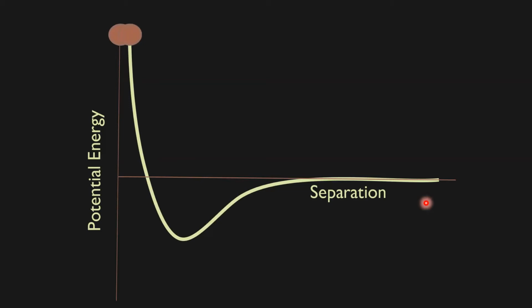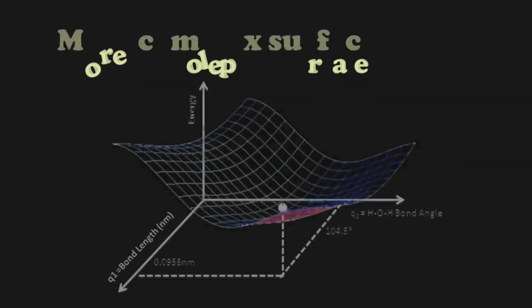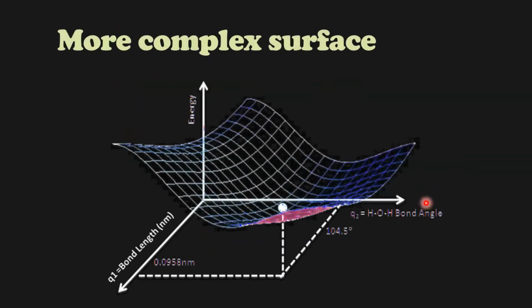So this is a typical potential energy surface for a one-dimensional system. One parameter, that is the distance between these two atoms. But real systems are not diatomic molecules. We have more atoms, and then the potential energy surface is basically a 2D potential energy surface, and then the energy is on the third dimension.